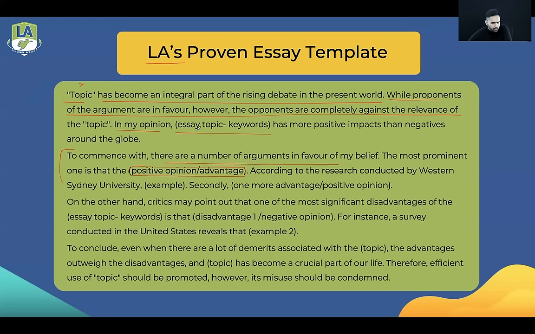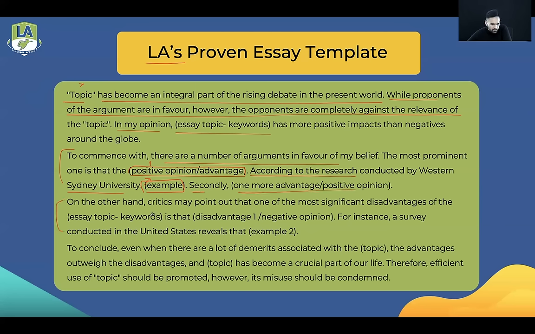Let's say I'm saying, in my opinion, mobile phone has more positive impacts than negatives. Here I'll write one positive of mobile phone is that the mobile phones allow us to communicate, to watch videos, help us in entertainment, anything. Then we'll give an example. According to the research conducted by Western Sydney University, more than 90% of the students are in favor of mobile phones. Secondly, another advantage. Then we'll move on to the other side.